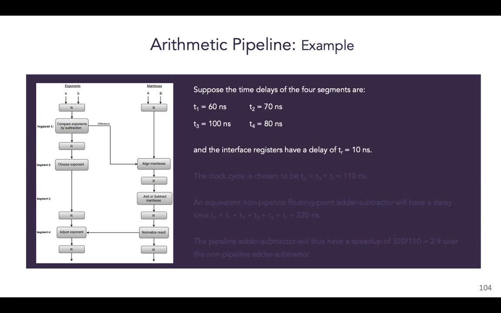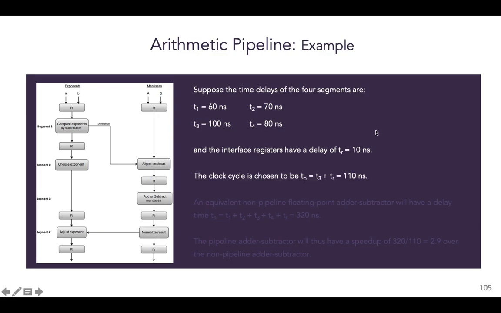Now let's take an example to see what kind of benefit this pipeline offers. We could have performed the same operation using a non-pipeline system where no segments were involved and there was just one circuit that performed the entire operation in one go. So why should we use a pipeline?